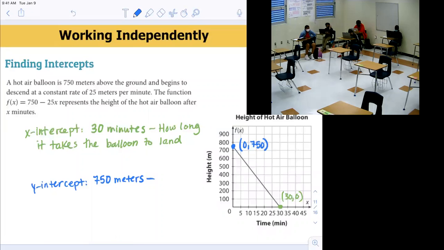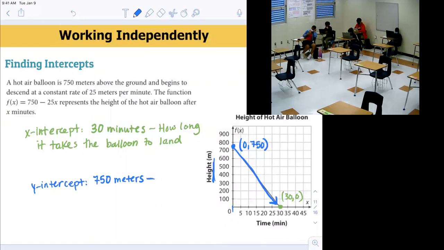Yeah, starting. How do you know that it's starting at 750? Yeah, because that's when the time is 0. So at the beginning, at the 0, the balloon is up at the top at 750 meters. And from there, what does it do? It's going down. This is all going down. This is a negative slope.